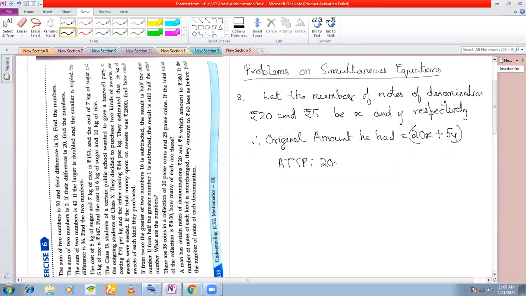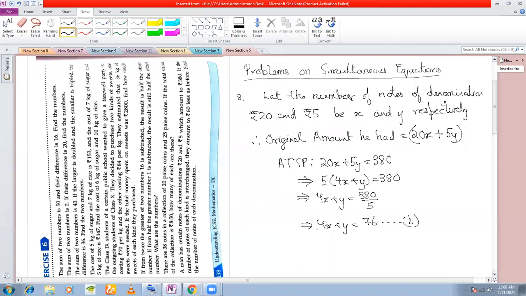So that means 20x plus 5y must be equal to 380 rupees. Now what I do is, I see that 5 is a common factor, so I can take 5 common. 5 times (4x plus y) is equal to 380. That means 4x plus y is 380 by 5, that means 4x plus y is 76. This is your equation number 1. Now we'll form a second equation based on the second condition.